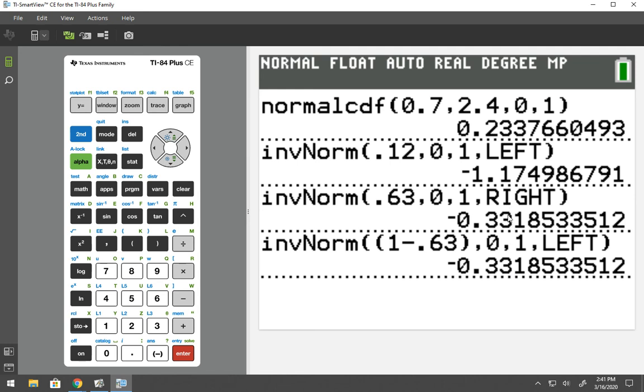Exactly the same answer. So no matter how I work this out, whether I'm using older technology or newer technology, I am calculating the endpoint z of negative 0.331, which will give me an area of approximately 63% to the right.